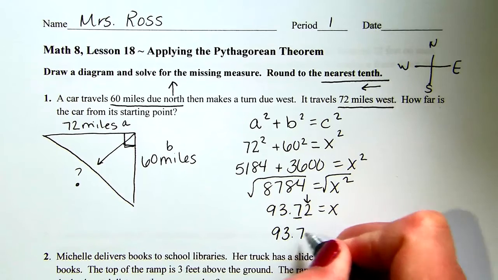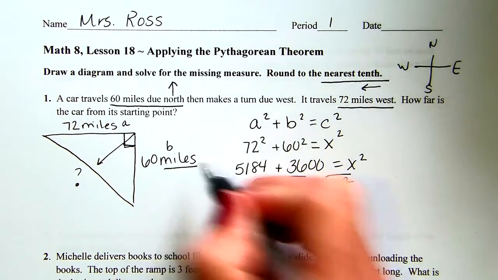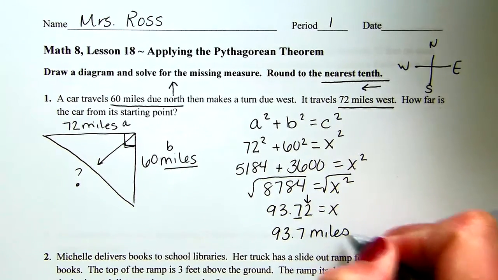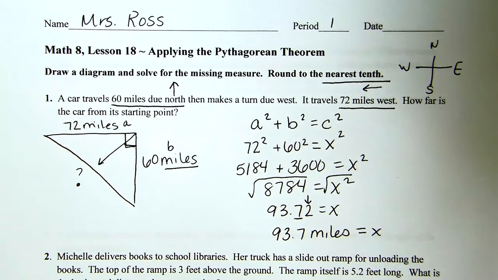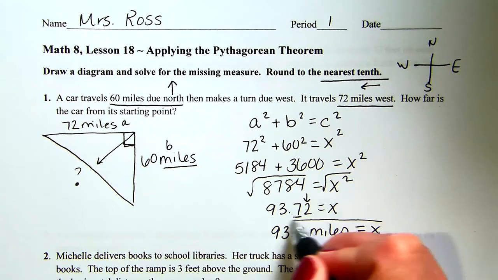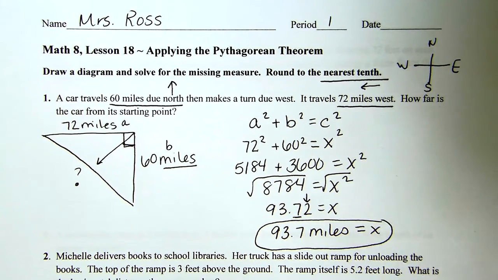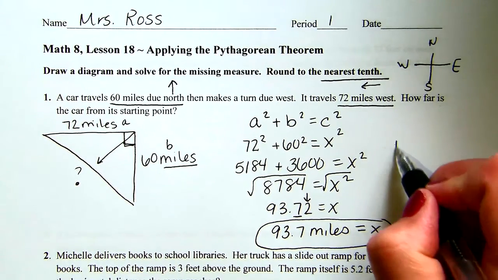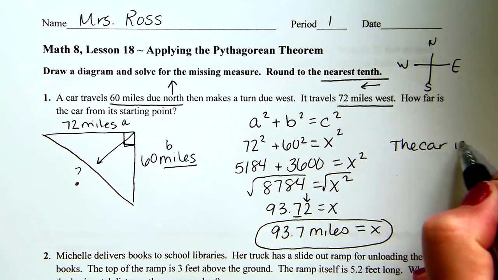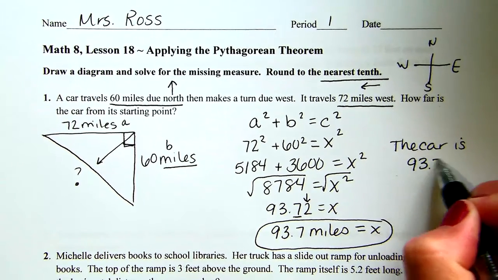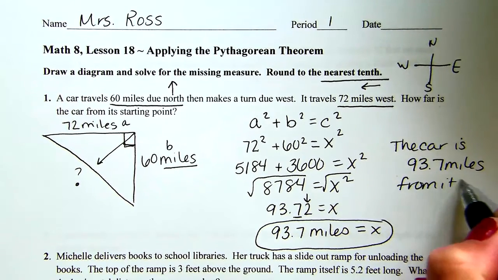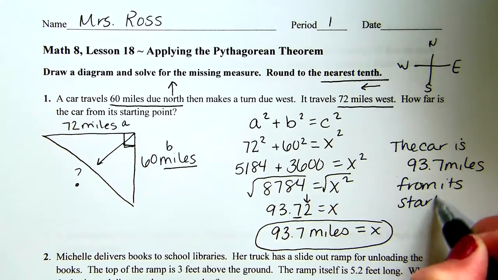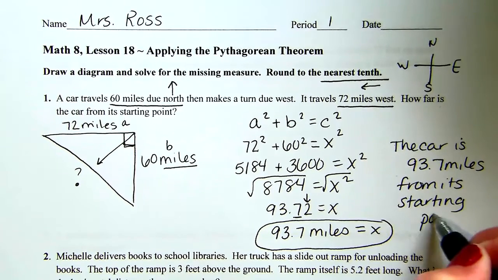We had miles, so we're going to need to include that. So 93.7 miles equals x. Now, once again, this is a word problem, so we need words in our answer. So we're going to write over on the side, the car is 93.7 miles from its starting point. And there we go.